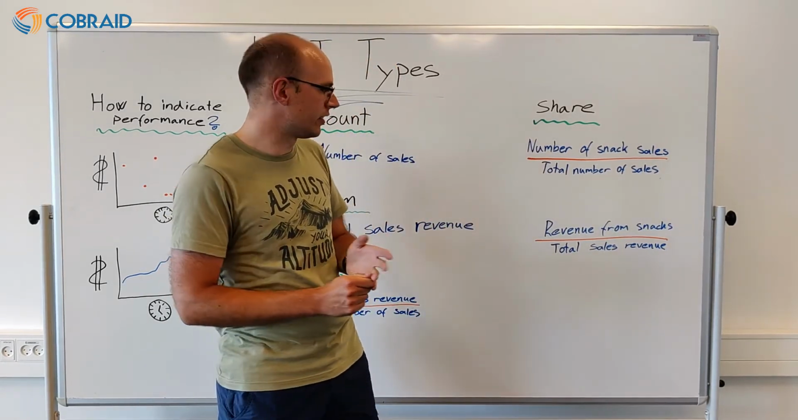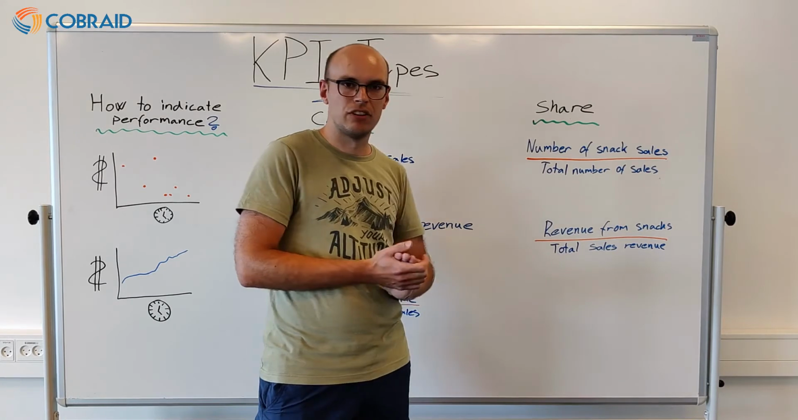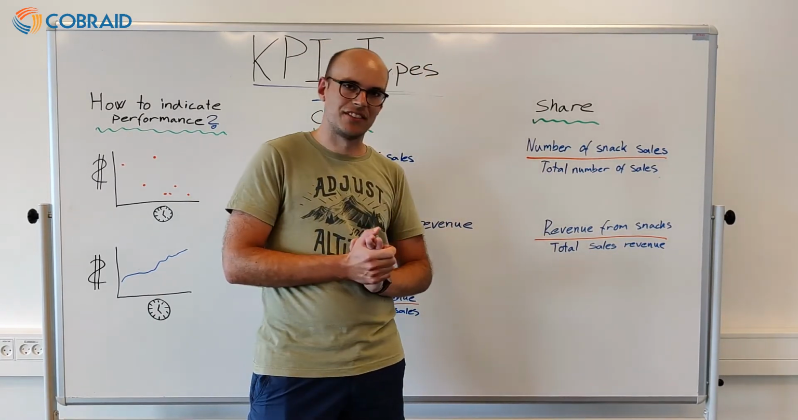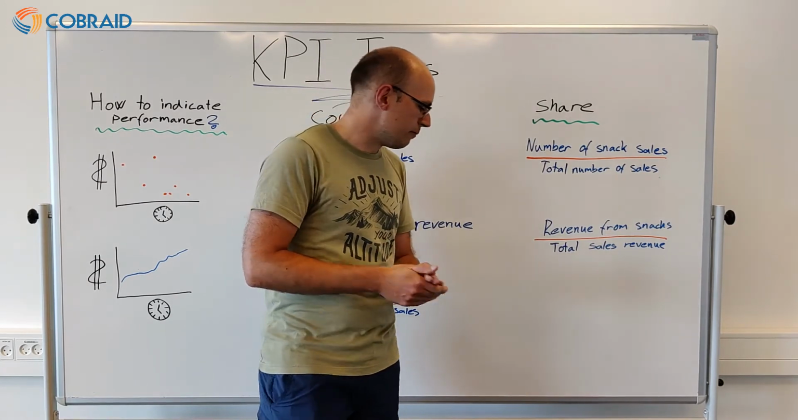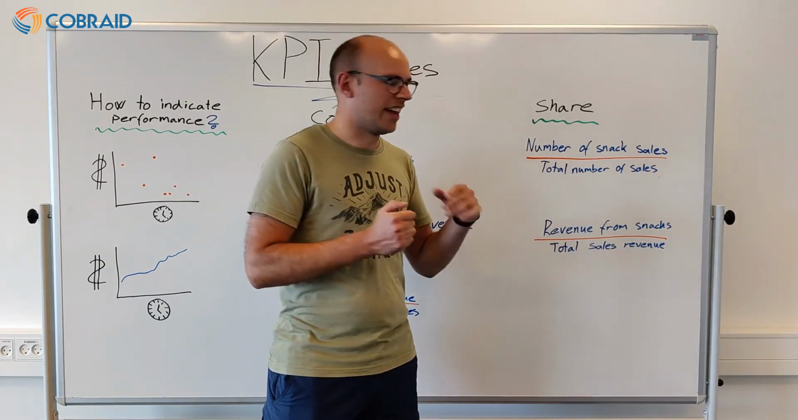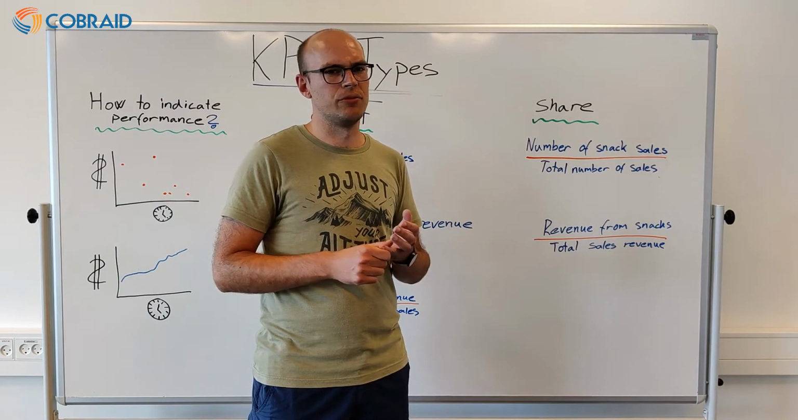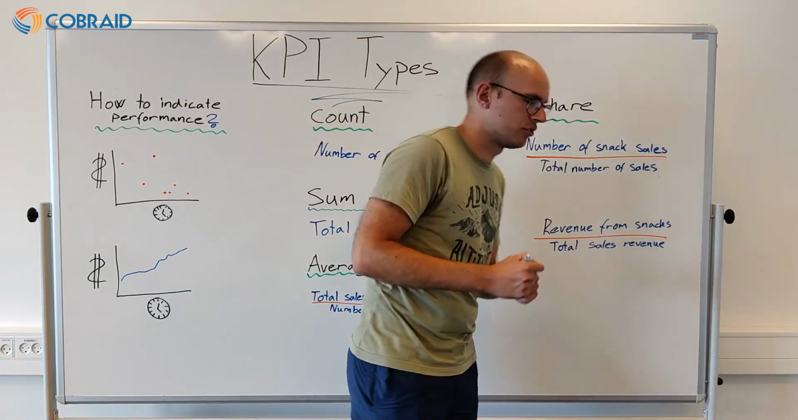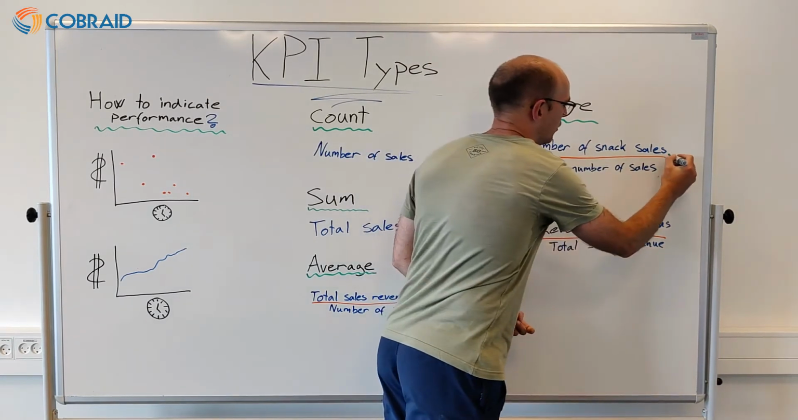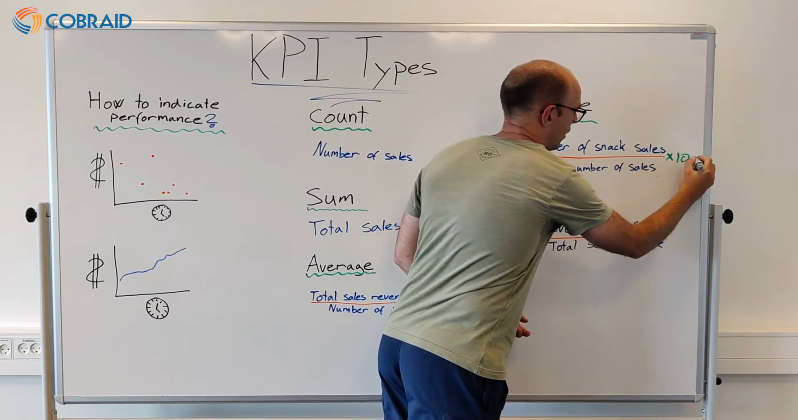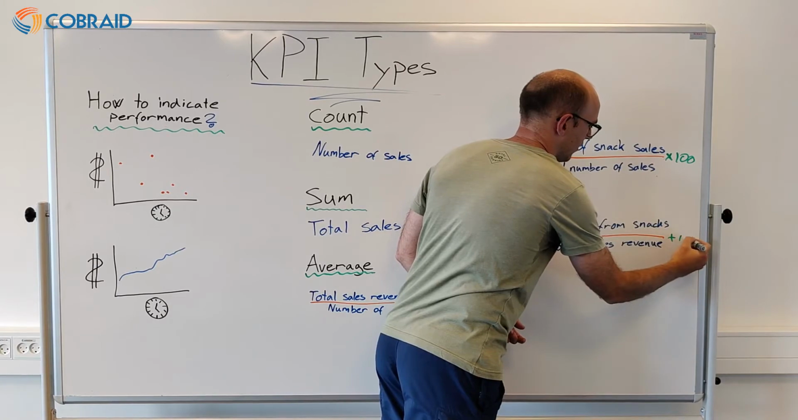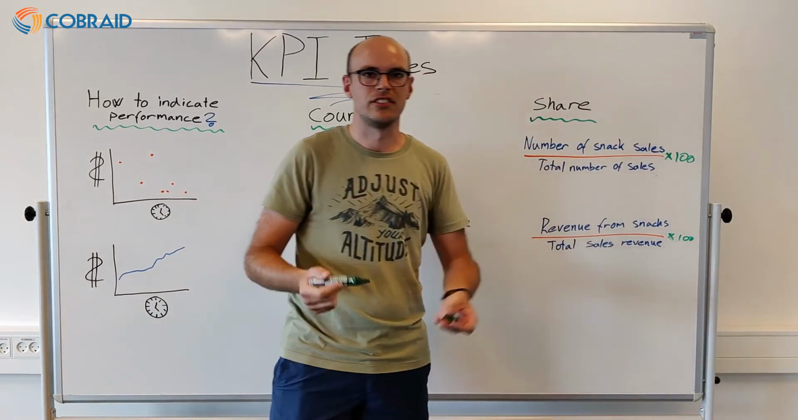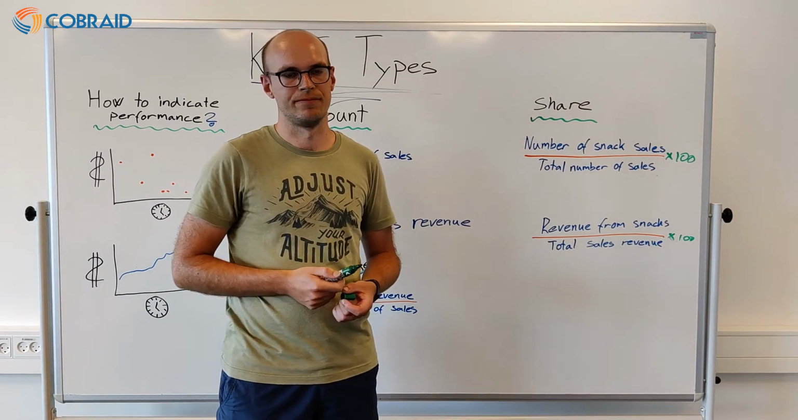Another way of looking at that would be to look at the revenue from snack sales and then over the total sales revenue. But usually this gives us a number that is a bit odd, and usually we want to multiply it by 100 to get a percent. And we can do that for both of these. Like this. And in that case, we get a percentage instead, which is nicer to look at.